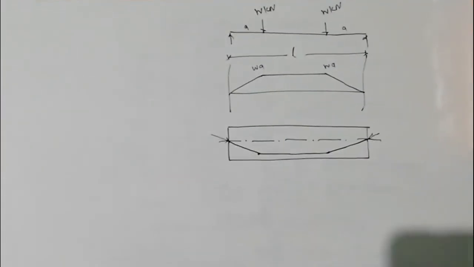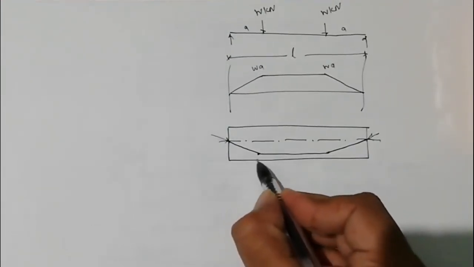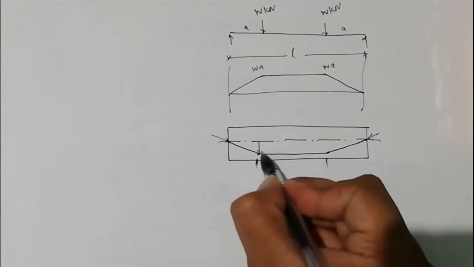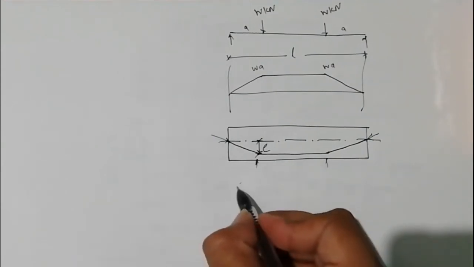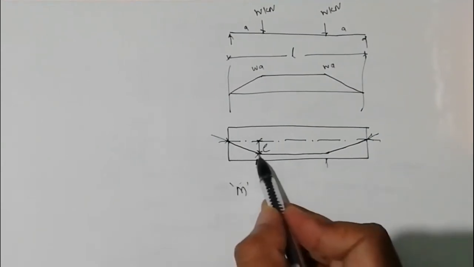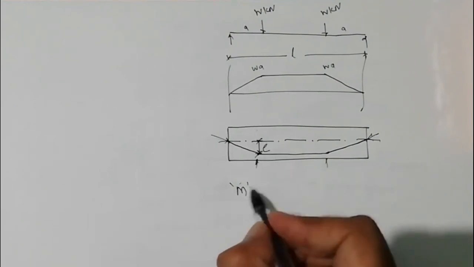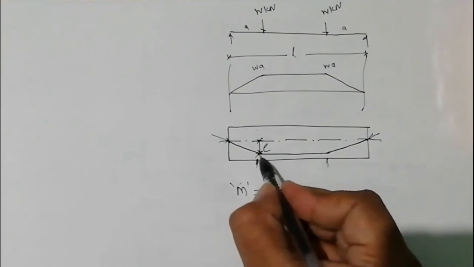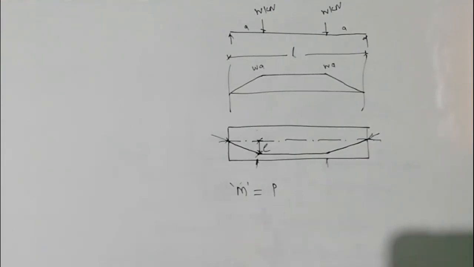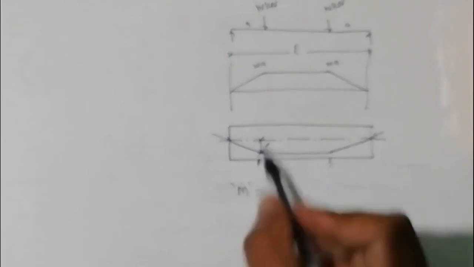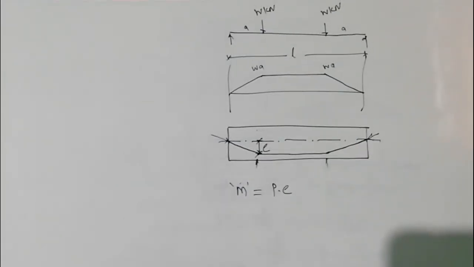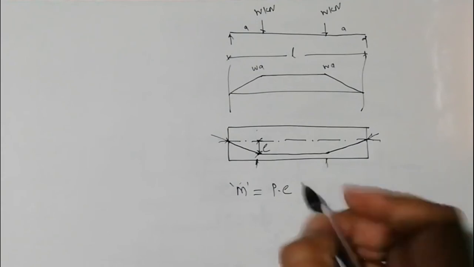And again, how much will be the reaction generated by these tendons if it is provided at an eccentricity E? So again, considering the moment equilibrium, if M is the bending moment due to the external load over any cross section, it must be equal to this prestressing force generated over, which will be the P cos theta, but for a small theta, it is taken as P. So it will be equal to P into E, but M over here will be W into A.